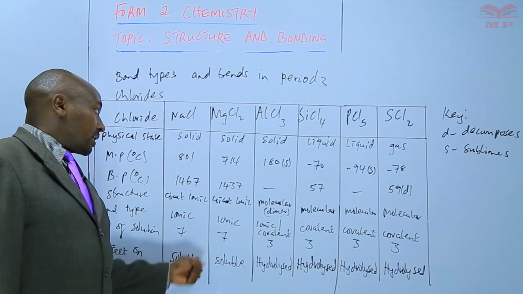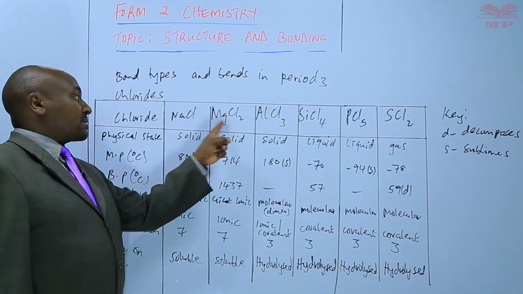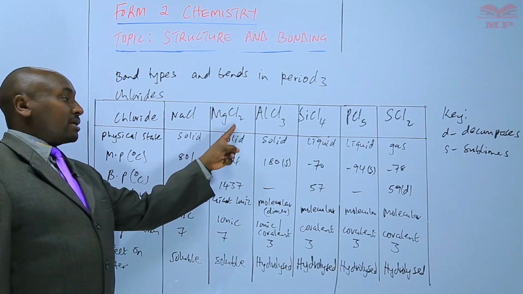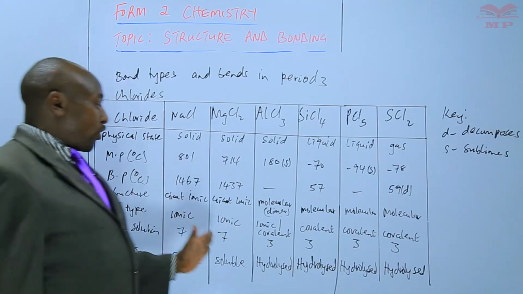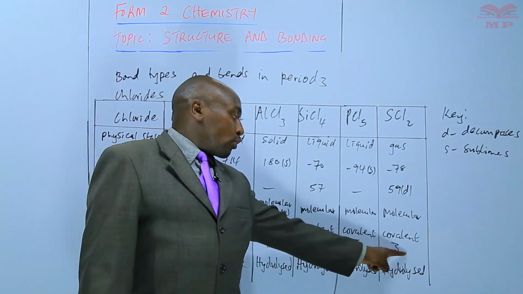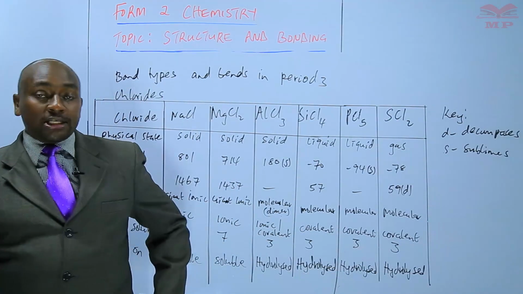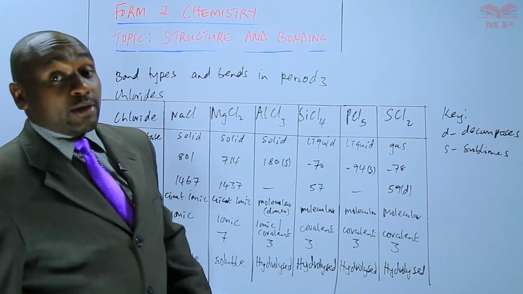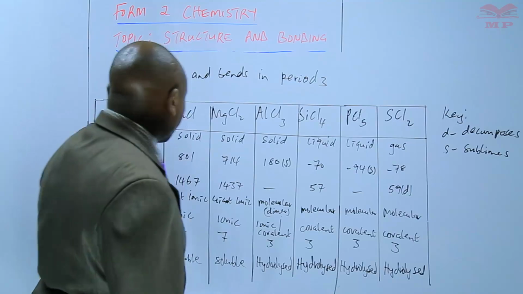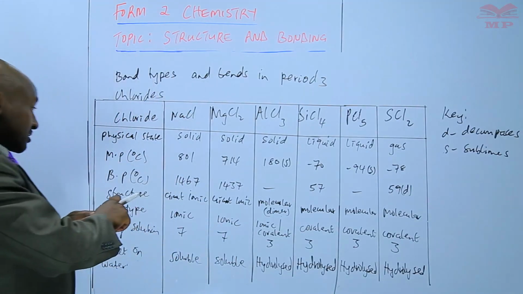So the effect of water, sodium and magnesium chloride just dissolve as they are, as sodium chloride or as magnesium chloride. But all the others are hydrolyzed. And that's why we are saying that the pH of the solution is acidic, because on hydrolysis, hydrogen ions are released, which are responsible for the acidity. So that being the case, we can have an exercise.